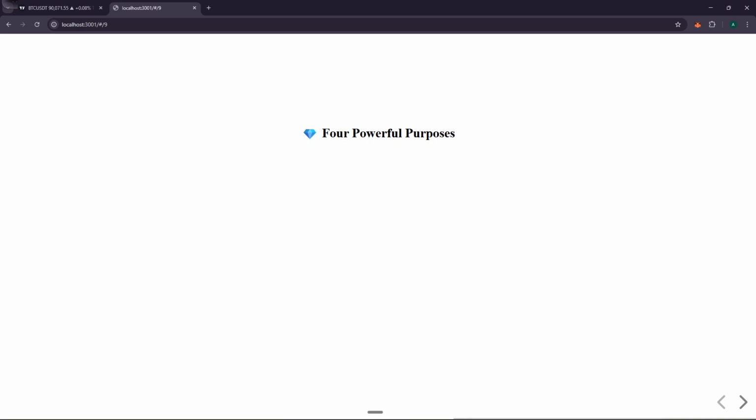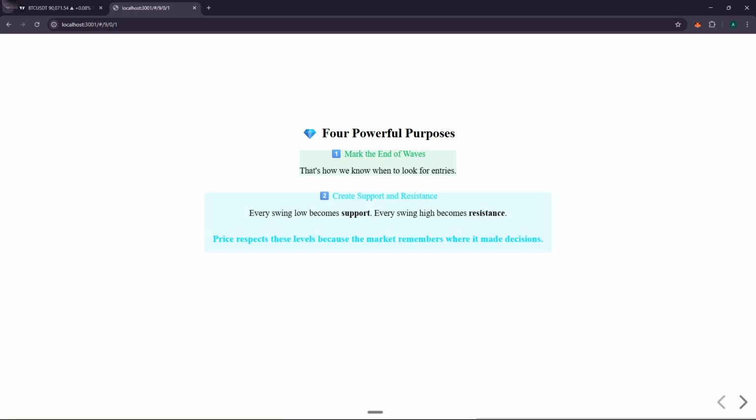So now what makes swing points so powerful is, first, they mark the end of the waves, and that's how we know when to look for entries. Second, they create support and resistance levels. Every swing low becomes support, every swing high becomes resistance.